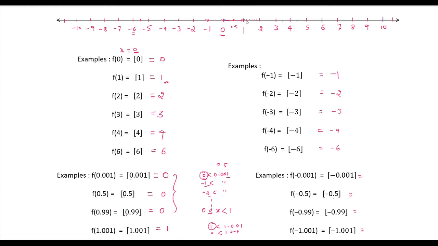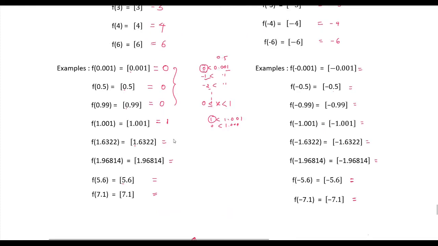Now we'll consider 1.2, 1.3, 1.4, 1.5, whatever the value is. The greatest integer less than or equal to it will be 1 only. Again, I'm considering a point which is very, very close to 2, but not 2: 1.96814. The greatest integer which is less than this value will be 1. So what are we getting? Whatever the integer part is, that becomes our answer when it is a positive value. But for a negative value, it changes.